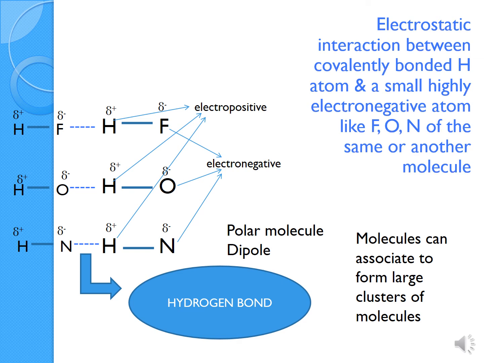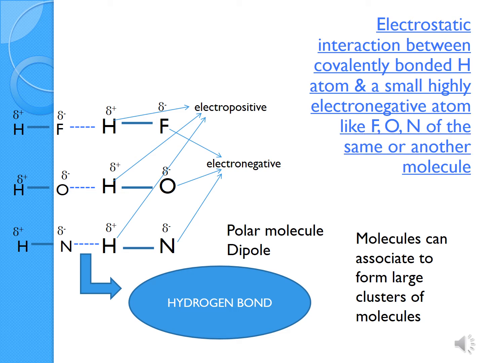So let's try to define hydrogen bond now. Hydrogen bond is an electrostatic force of attraction between a covalently bound hydrogen atom and a small but highly electronegative atom, examples of which are fluorine, oxygen and nitrogen, of the same or another molecule. Now in this particular example, the hydrogen bond is formed between two different molecules. This is one HN bond in one particular molecule. This is another HN bond in another molecule.